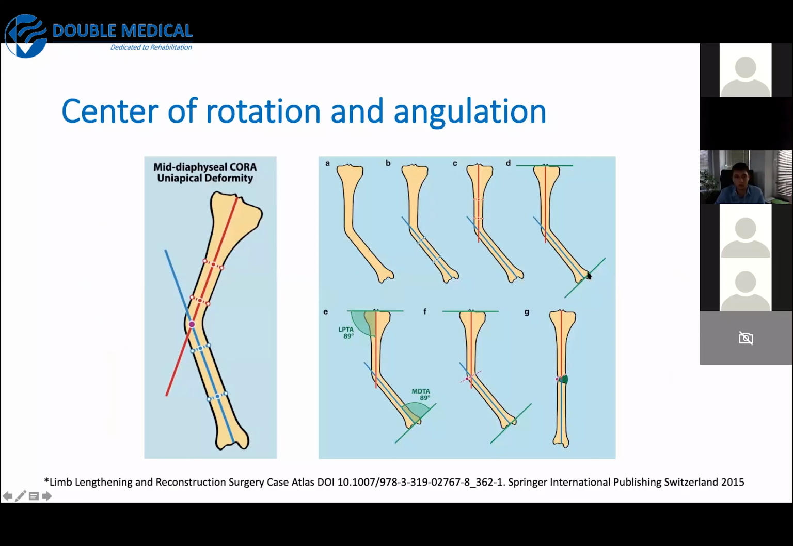The other most important concept that was also discussed is CORA, center of rotation and angulation. This is the coincidence of two lines, one perpendicular to the proximal joint, one perpendicular to the distal joint. This point is CORA. Most often the osteotomy should be done at this level, and this will allow us to do an osteotomy without translation. If we do an osteotomy outside of the CORA, we will need to do some translation.